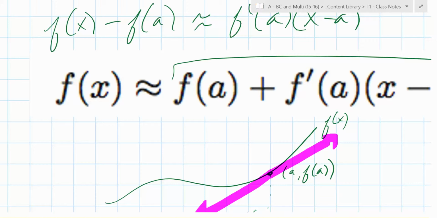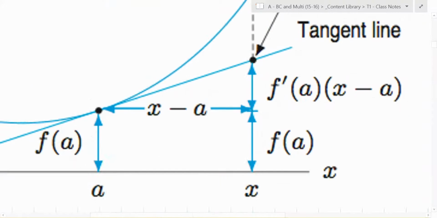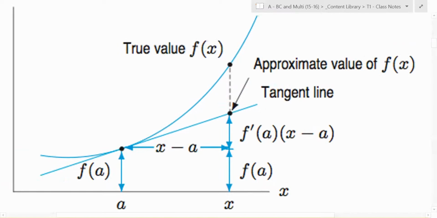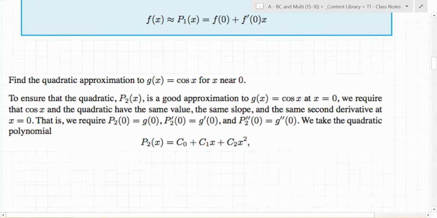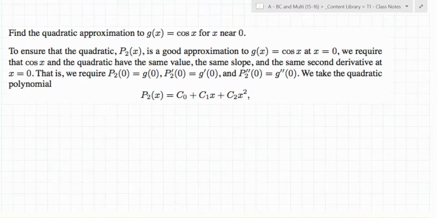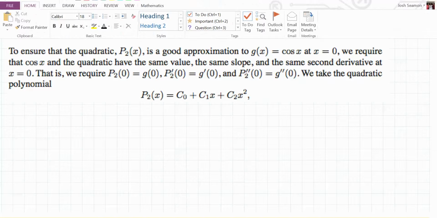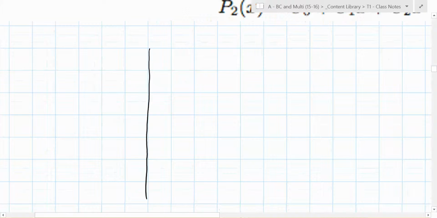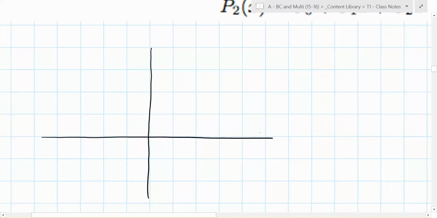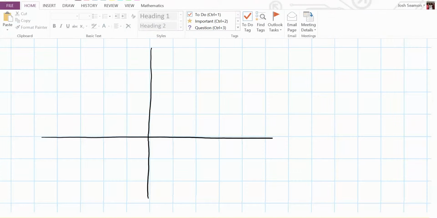So let's do this on a purely practical level. Here's the associated diagram with the equation I just gave you. Exciting, very exciting. So what we're going to do now is use this one right here. Find the quadratic approximation of cosine near x equals 0. What does cosine look like? Where does it cross the y-axis? It crosses at 1, right? So let's say 1 is right up here. I'll put little arrows up here.